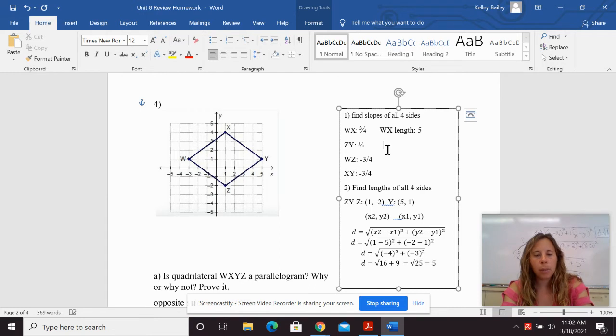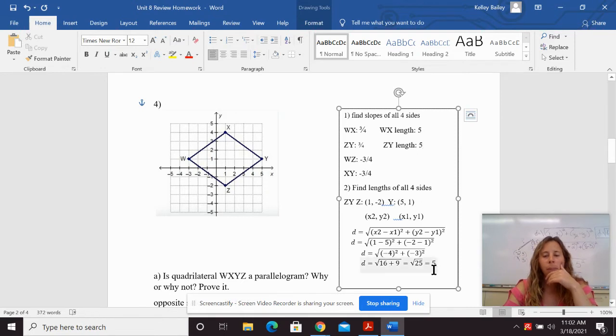So that was zy is 5. So these sides are congruent. Whew, we're almost done. Now we have to figure out the other two sides. So WZ and XY. We have to figure out the side lengths of these guys. All right.